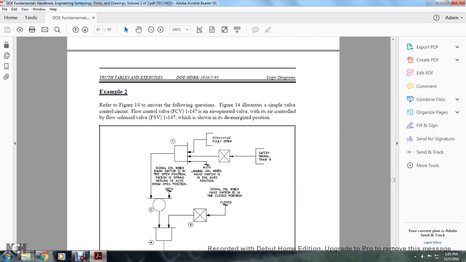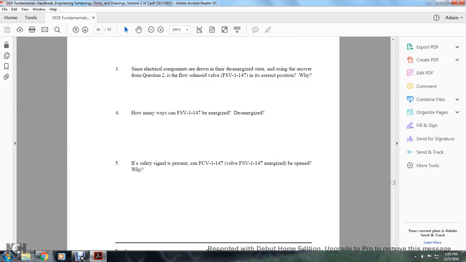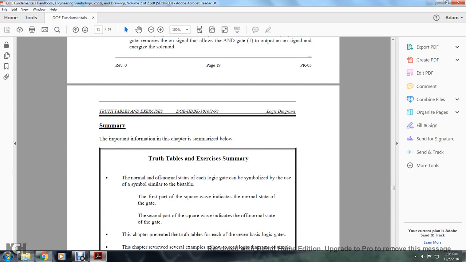Then there are some questions. Example 2: answer the following question. The diagram illustrates a simple valve control circuit, with the flow control valve, an FCV air-operated valve controlled by a solenoid valve, which is shown in the de-energized position. Then there are the rest of the questions and answers.